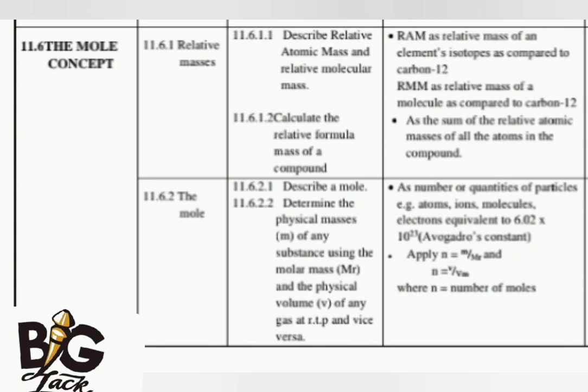So in this part here, what you need to know is that the Avogadro constant of an atom or an element is what? 6.02 multiplied by 10 to the power 23. Okay, that is the Avogadro's constant. Then apart from that one, you need also to apply the formula which connects the number of moles, mass, and Mr, which is the molar mass.